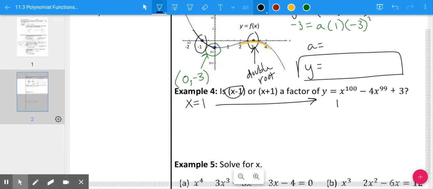1 to the 100 is 1, minus 4 times 1 to the 99 is 1, plus 3. Does it give you out a 0? You're going to get -3 plus 3 is 0. Basically, if you plug that number in and it gives you out a 0, that means the point (1, 0) is part of your function, and that's an x-intercept. If that's an x-intercept, then yes, x minus 1 must be a factor. Go ahead and check x plus 1 and tell me if it is or is not a factor.